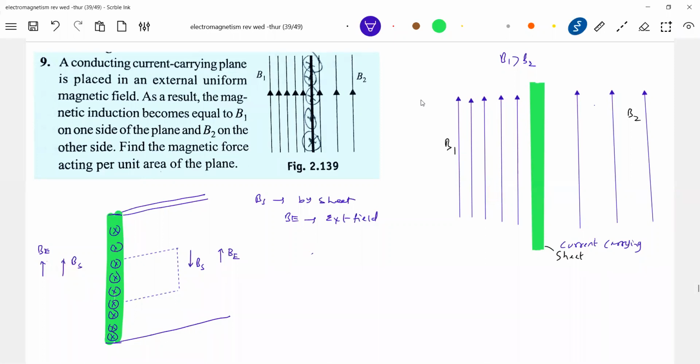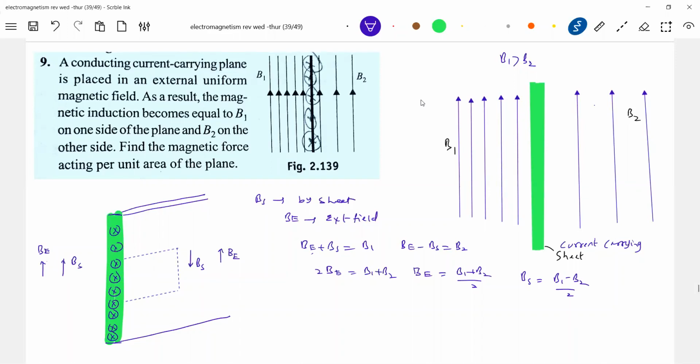So therefore the first equation you can write as BE plus BS equal to B1, and BE minus BS equal to B2. Adding up these two, 2BE equal to B1 plus B2, or BE equal to (B1 plus B2) by 2. So therefore the value of BS will be BS equal to (B1 minus B2) by 2. Okay, we got it now.